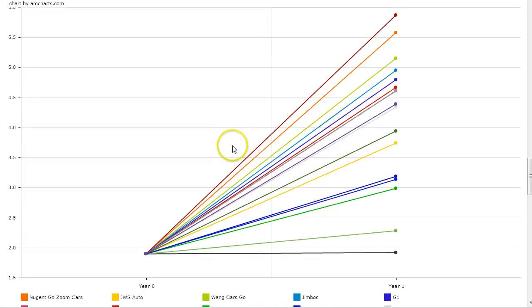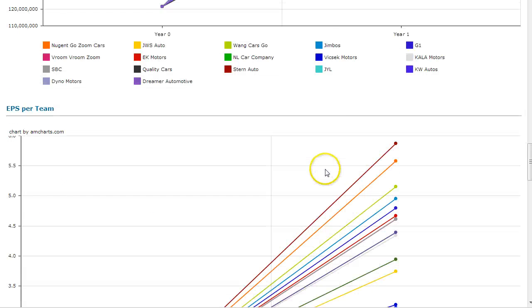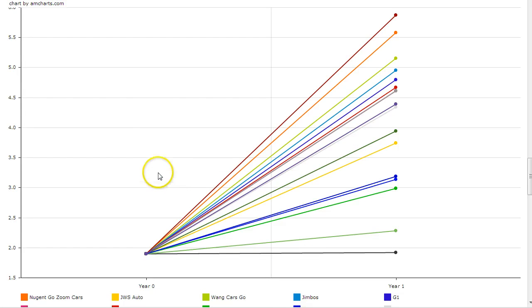Okay, earnings per share. And you can see there's a big divergence in earnings per share. This is directly related to how people manage their companies. Even though you see sales are a little tighter grouping here, the earnings per share are quite different because everybody had different spending on their advertising, in their production, and the design of their cars. So the earnings per share fluctuates a great deal.